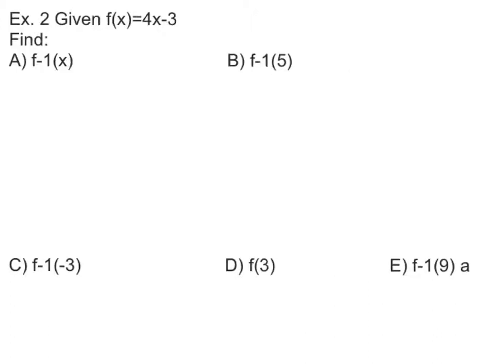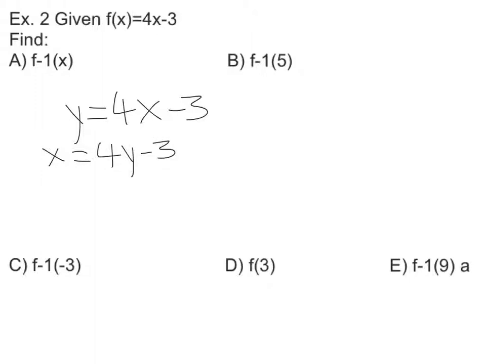In example 2, we are given the equation f(x) = 4x - 3. And now we have to find the inverse of x. So we'll start off by writing the equation with y instead of f(x). So it's y = 4x - 3. Now we have to switch the x and y values. So it would be x = 4y - 3. And now we have to isolate for the y.